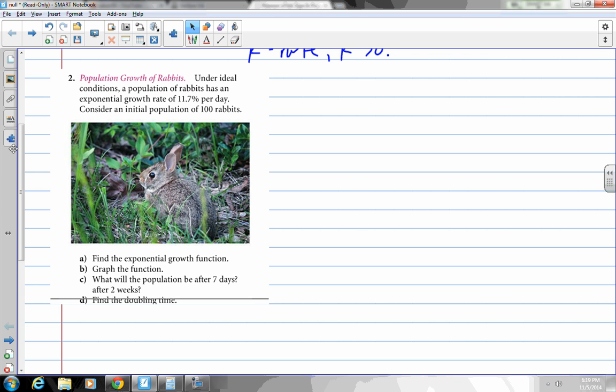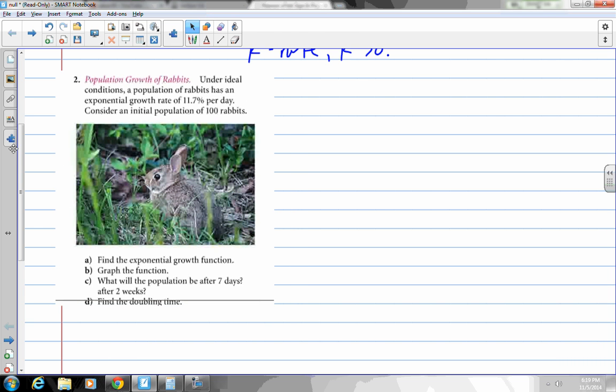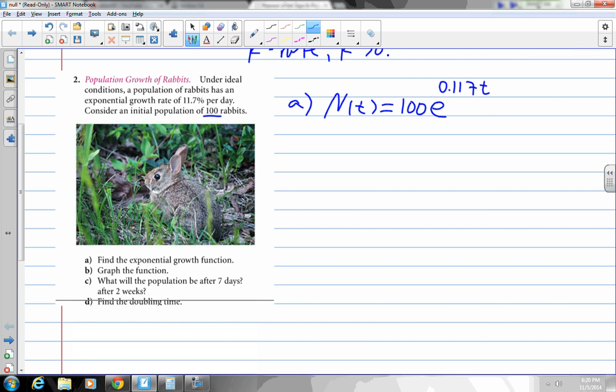A population of rabbits has an exponential growth rate of 11.7% daily. Okay. Part A is asking us to set up the exponential growth model, provided that we start with 100 rabbits. So then the answer is pretty straightforward. We have all the information that we need. N of t equals 100, that's the initial population, e to the power 0.117 t. So that's it. That's the model. You just have to plug in all the given information.